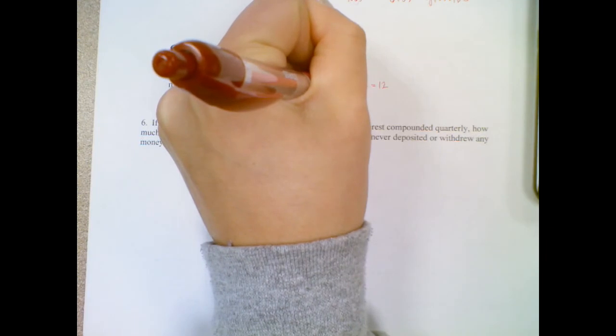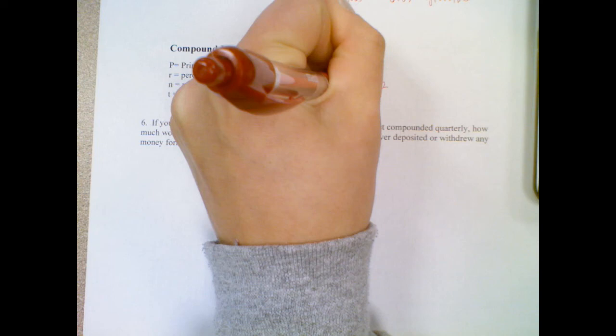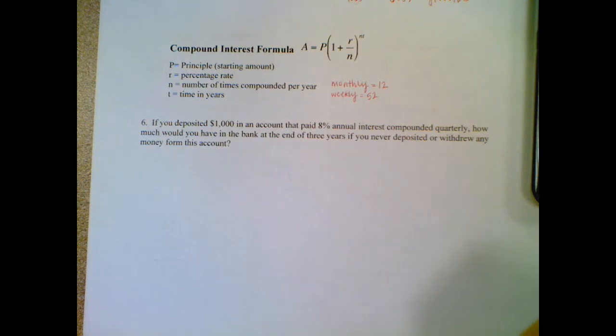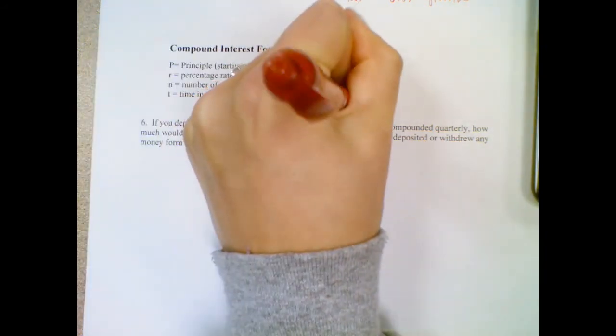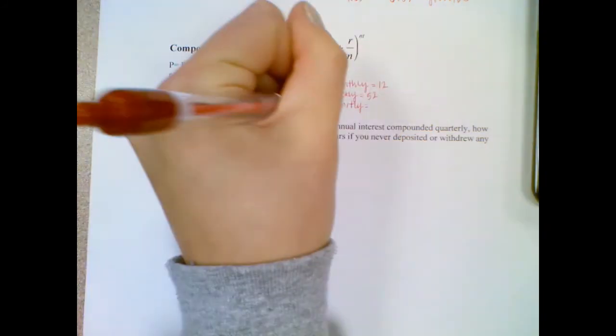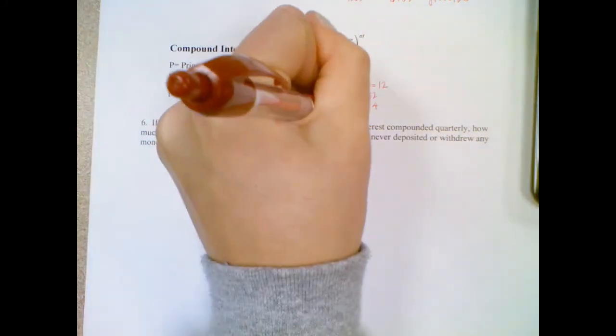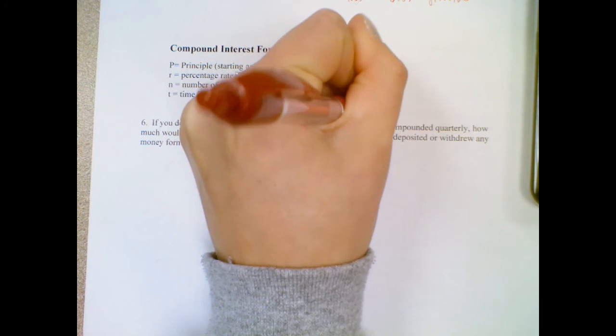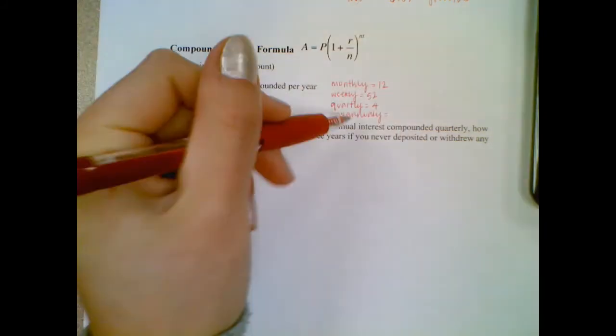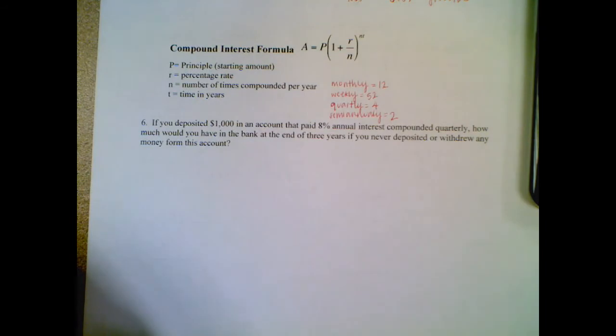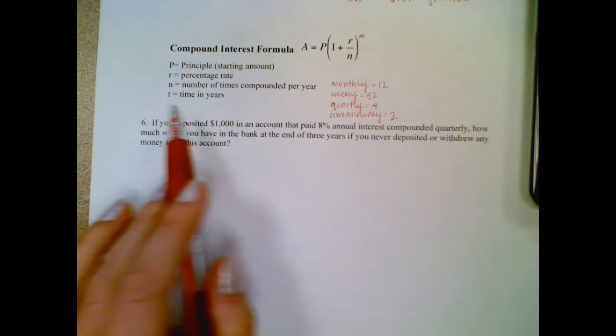If you had weekly, there are 52 weeks in a year. What are some other common ones? Quarterly. How many quarters are in a year? There are 4, right? Semi-annually. Semi means half, so half of a year. There's two halves of a year, right? Those are some common ones. We'll let you know in class if there's any additional ones you need to know, but those are the most common ones that are used.